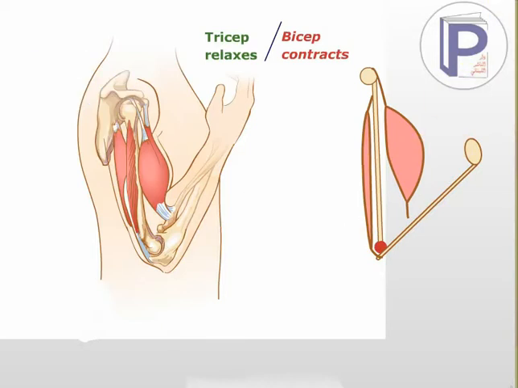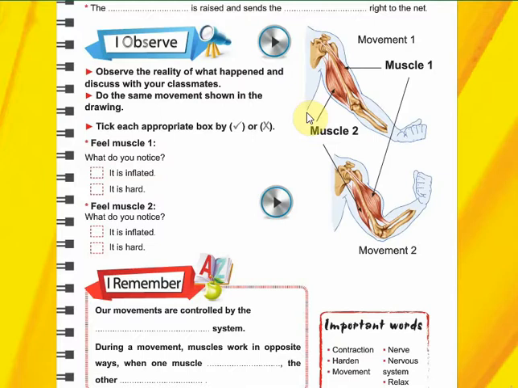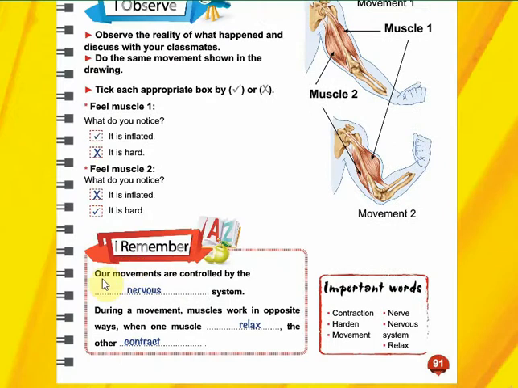Okay? So you should memorize the names of these muscles. This is biceps muscle and this is the triceps muscle. And this movement is called stretching and this is bending. Okay? Now let's complete I remember and read it several times. We can conclude that our movements are controlled by the nervous system. يعني الموفمنتس بيتحكم فيهم مين؟ أي system؟ nervous system.